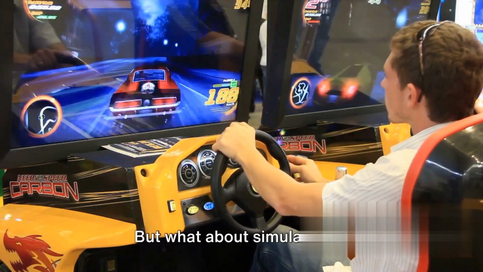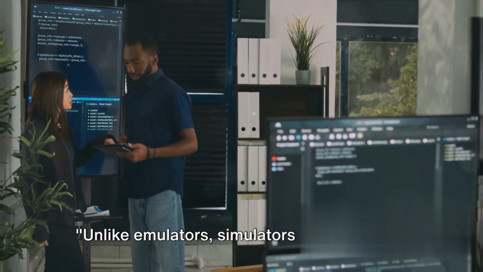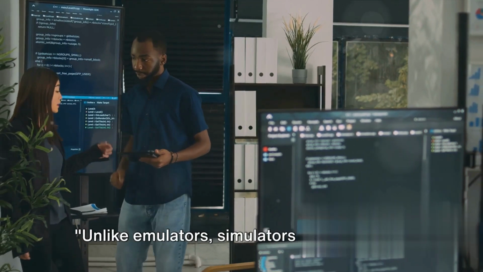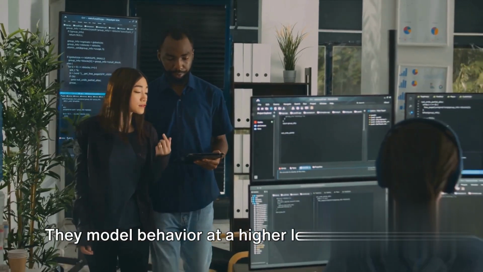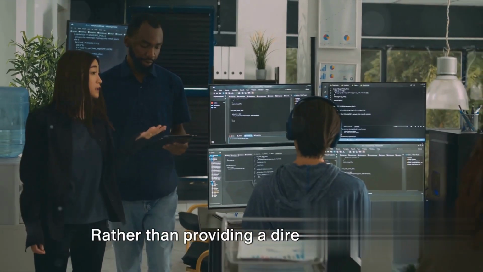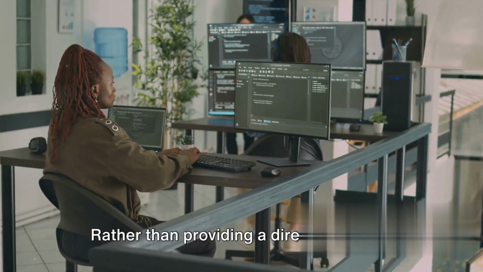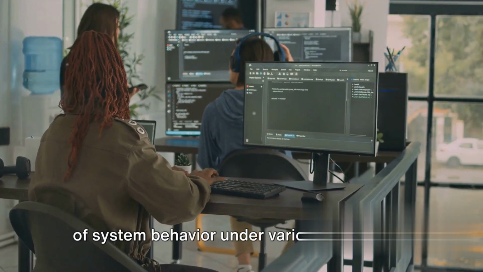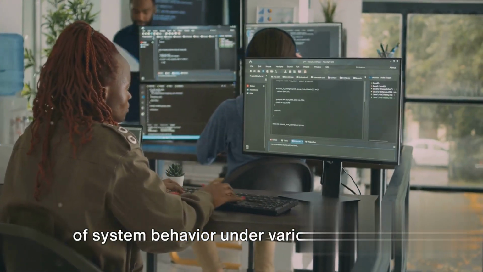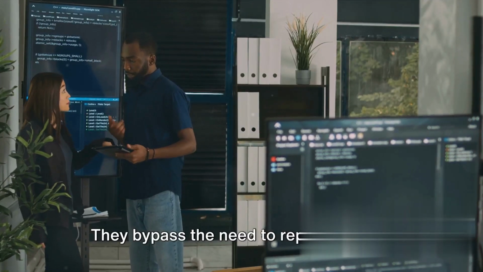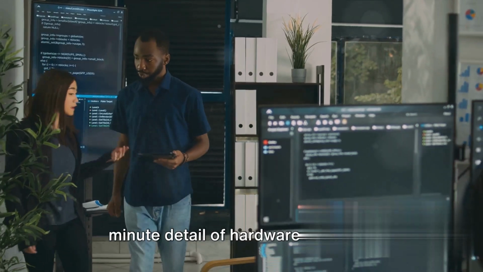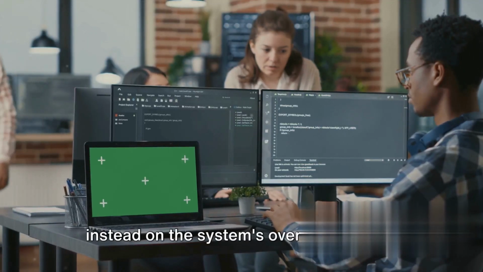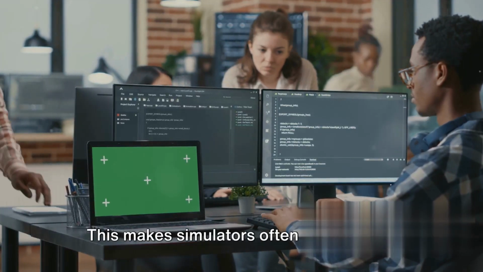But what about simulators? Unlike emulators, simulators do not imitate. They model behavior at a higher level of abstraction. Rather than providing a direct execution environment, simulators give us a glimpse of system behavior under various conditions. They bypass the need to replicate every minute detail of hardware, focusing instead on the system's overall response.